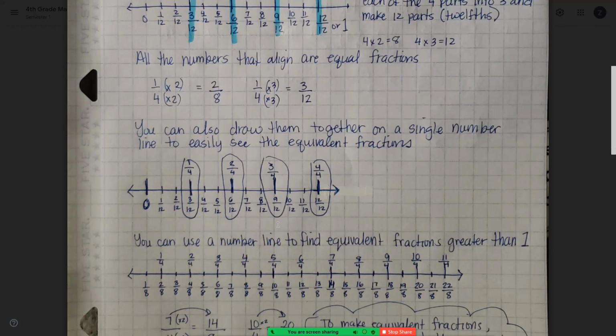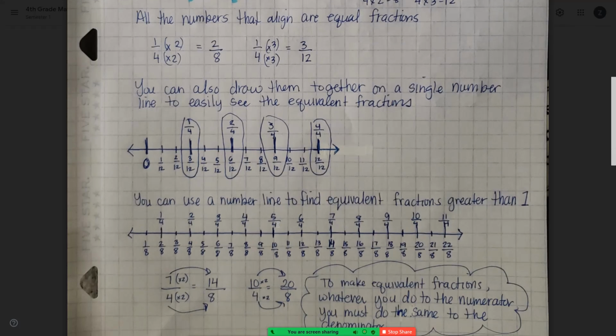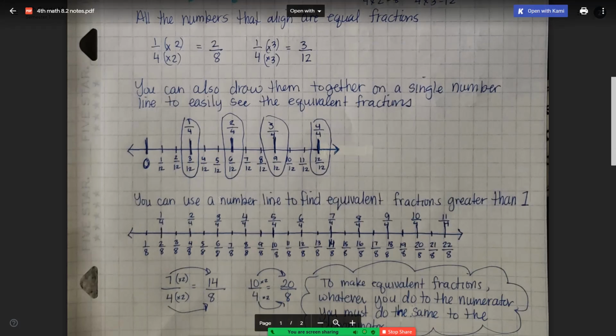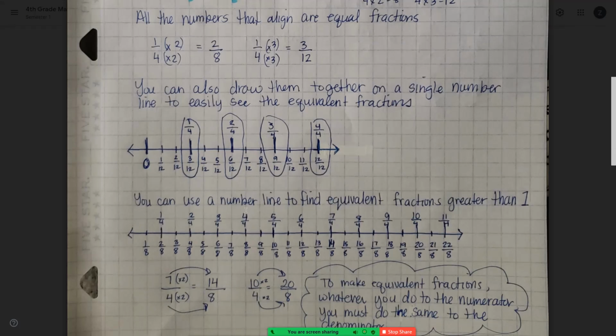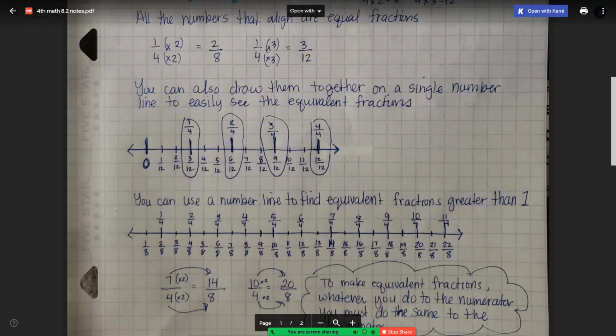But you can also use a number line to find equivalent fractions that are greater than 1. You don't have to only go up to 1 whole. You can go past that. So over here, you can see along the top, I measured in fourths. So 1/4, 2/4, 3/4, 4/4 is 1 whole because you have all 4 of the 4 parts. 5/4, which is a whole 1 plus 1 extra piece. 6/4, which is a whole 1 plus 2 extra pieces. 7/4, 8/4, which means 2 whole. 9/4, 10/4, 11/4, and so on.